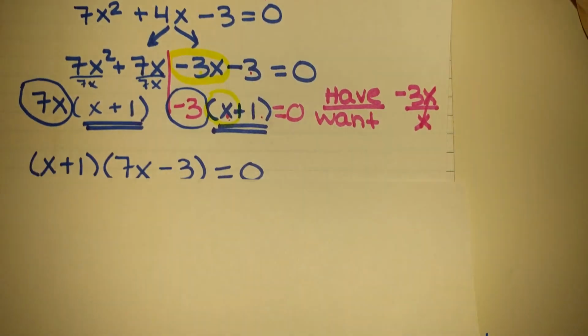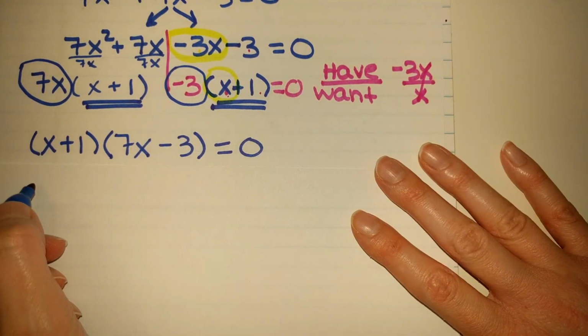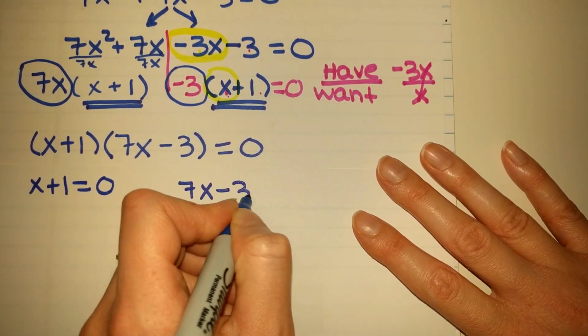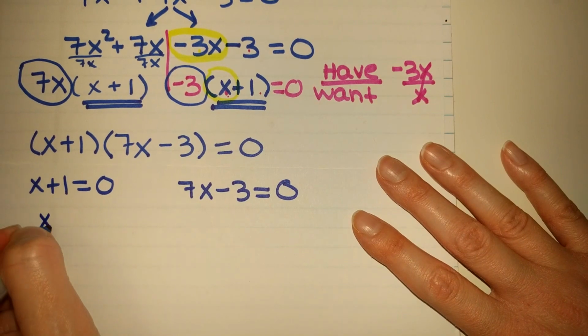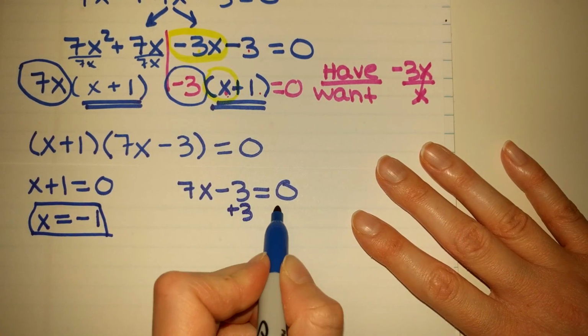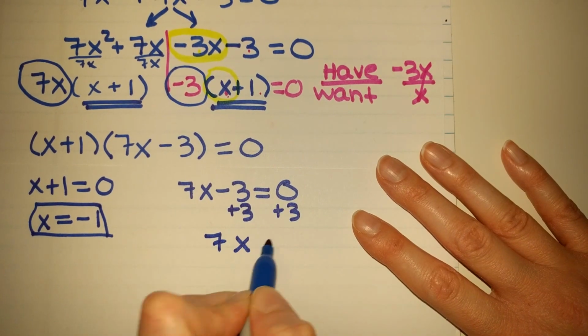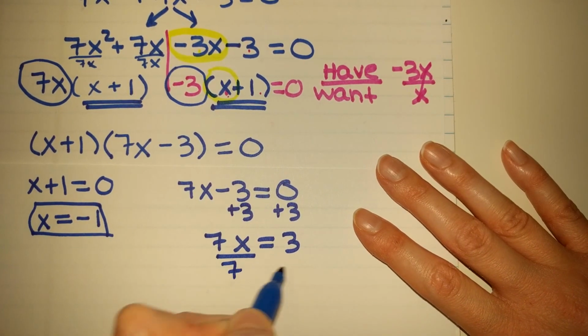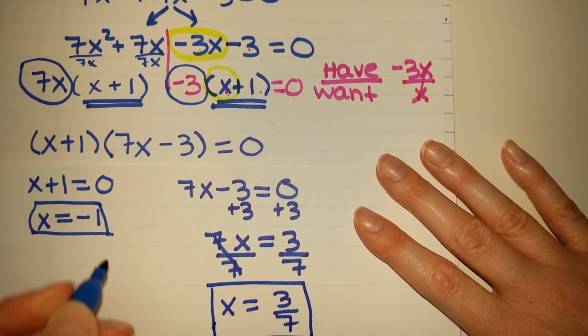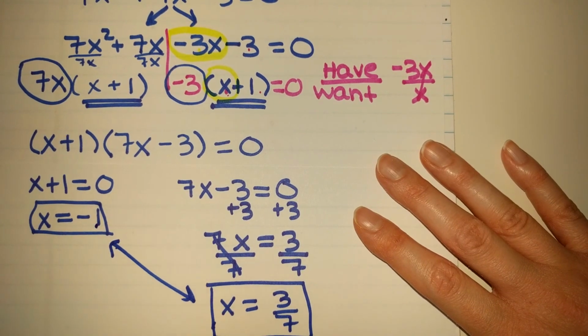Once it is factored, then the zero factor property says that we can set the x plus 1 equal to 0 and the 7x minus 3 equal to 0. So we solve, we get x is equal to -1. Over here, we would add 3 to both sides, get 7x is equal to 3, divide by 7, and get x is equal to 3/7. So those are our two answers, -1 and 3/7.